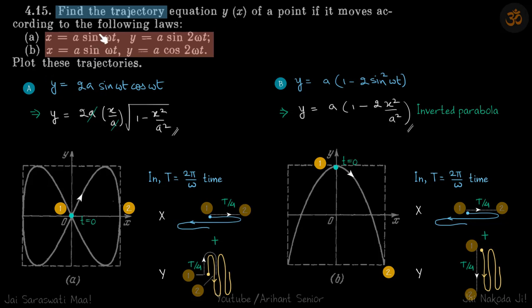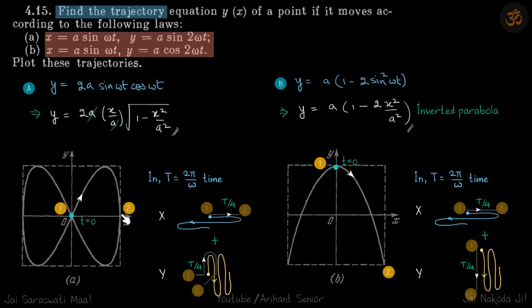To plot, one thing we can see in both cases, in both A and B, is that the frequency of the particle in x direction is omega and the frequency in y direction is 2 omega. Which means if the particle takes one complete cycle in x direction, in that time it would have taken 2 cycles in y direction. So I'm going to show you how it will look.